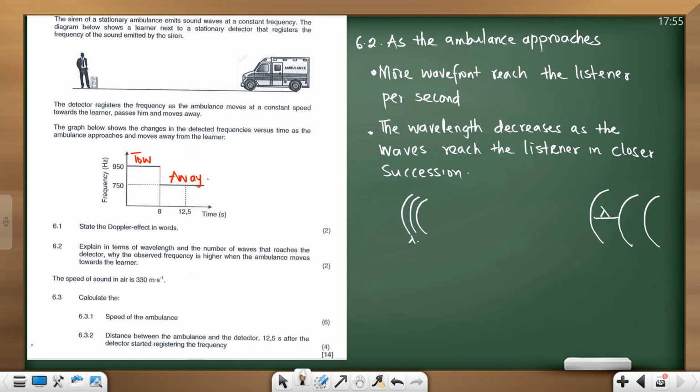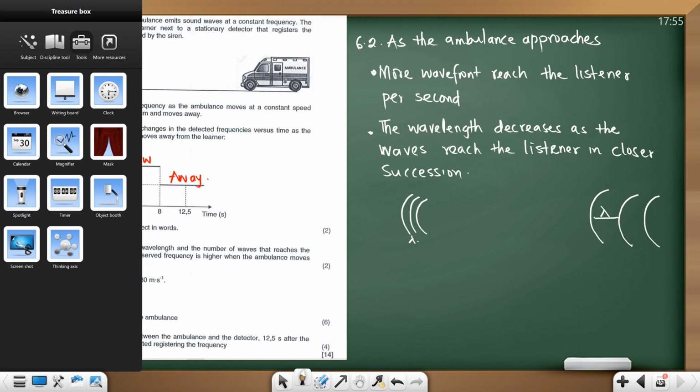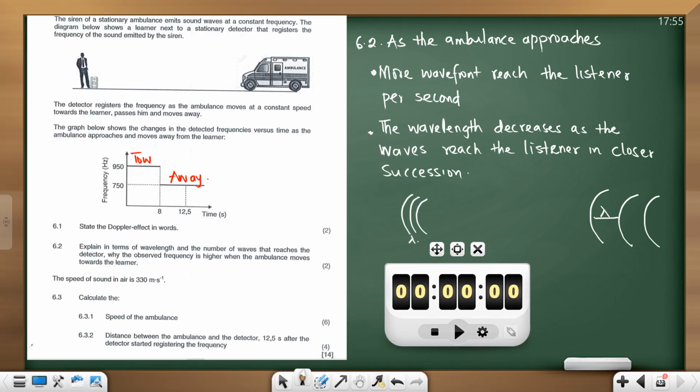Calculate the speed of the ambulance. Do you want to do this for me? Calculate the speed of the ambulance. I'll give you 5 minutes. You have all the information you need. Let's see. Can you walk through? Then we finish in 5.